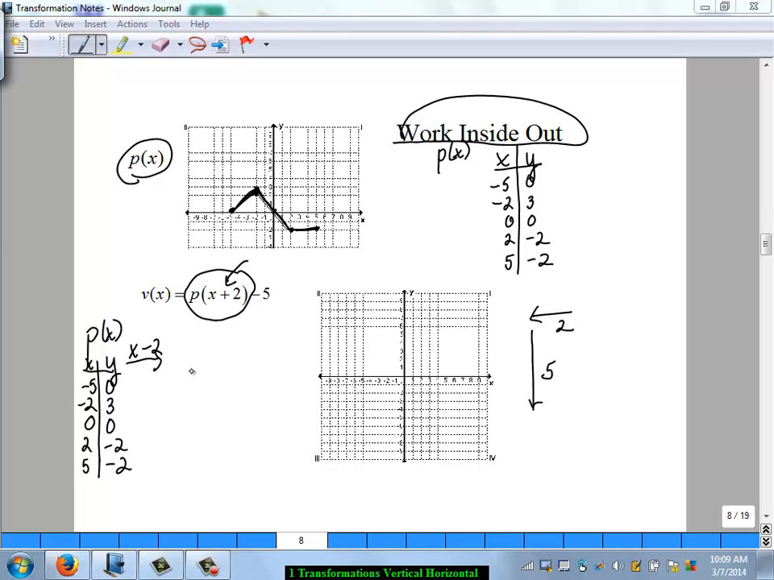So if I want to shift it to the left, because that's what x plus 2 means, I'm going to subtract 2 from all my x's, and my y's will stay the same. So my y's are 0, 3, 0, negative 2, negative 2. My x's will be then subtract 2 from everything.